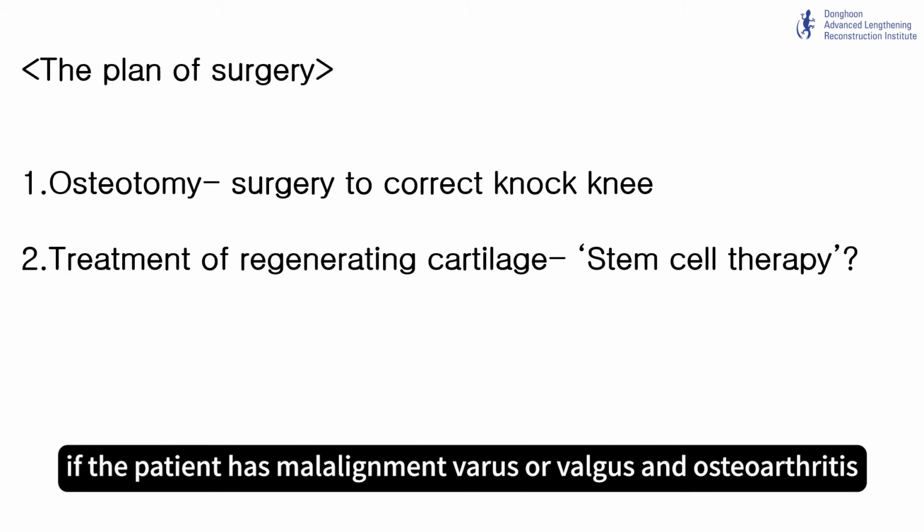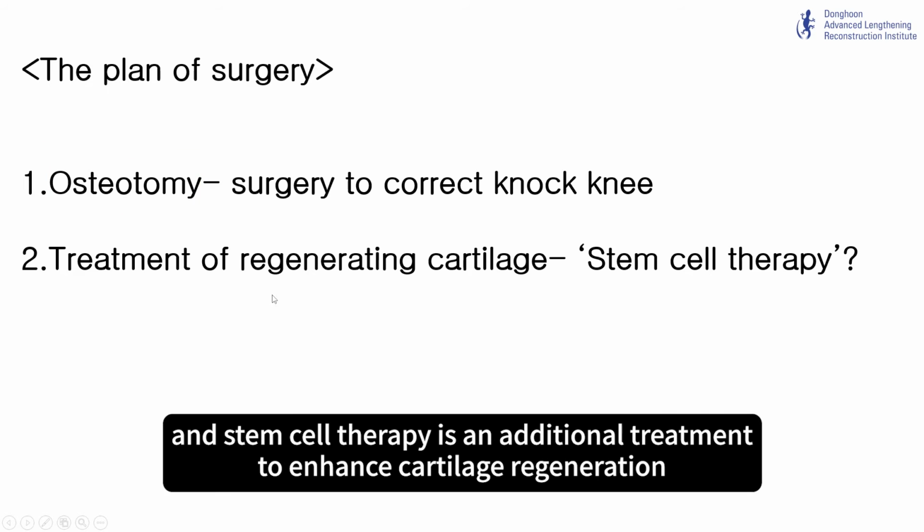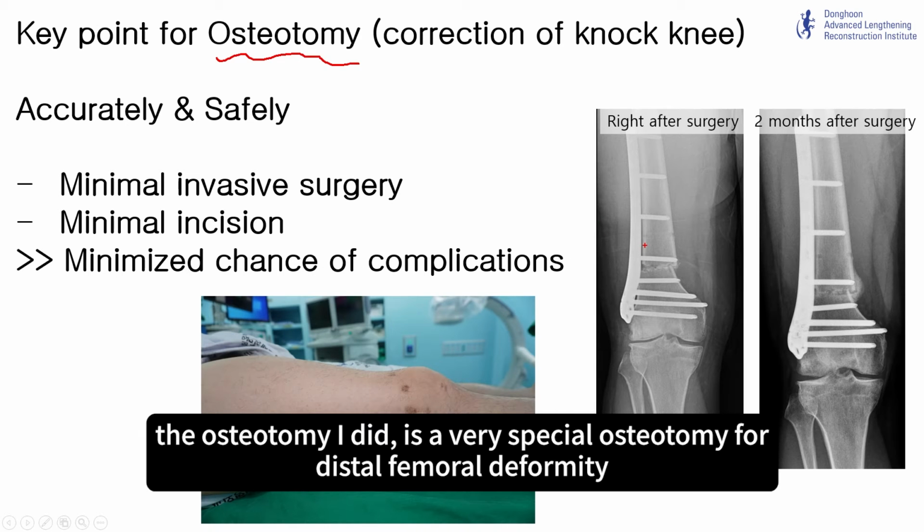If the patient has malalignment, varus or valgus, and osteoarthritis, the most important single treatment is correctional osteotomy. And stem cell therapy is additional, to enhance cartilage regeneration. The osteotomy I did like this is a very special osteotomy for distal femoral deformity.